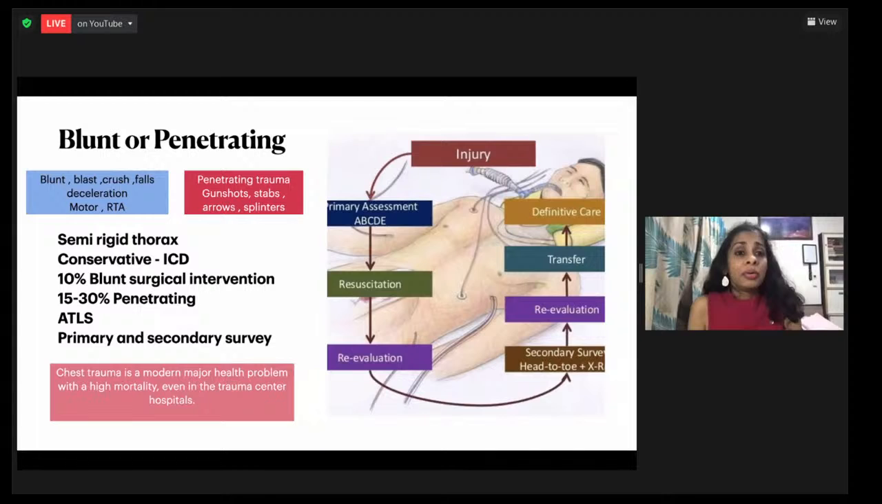The interesting point is that our thorax is semi-rigid and it's kind of protective. It protects all our vital organs, our heart, our lungs, our great vessels. And even though it is responsible for 25 to 50% of mortality of all traumatic deaths, the main treatment or management is usually conservative. All it requires is an ICD insertion and oxygen therapy.